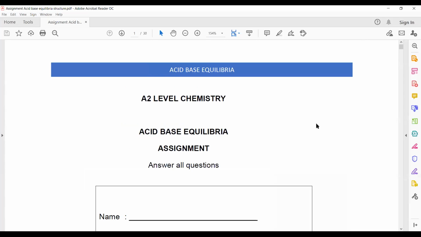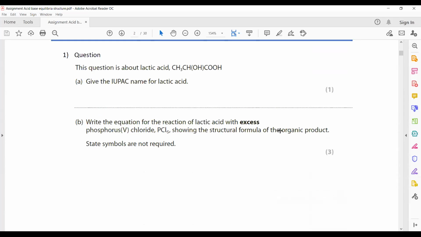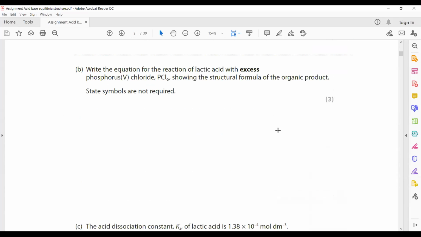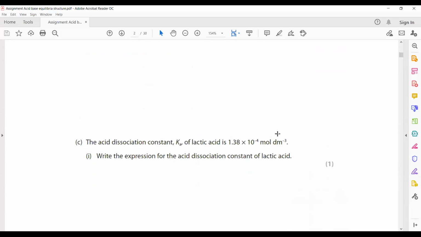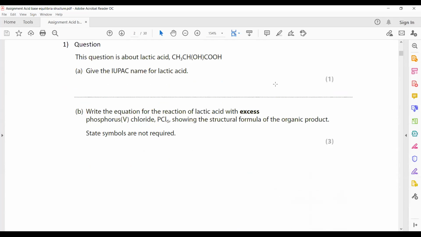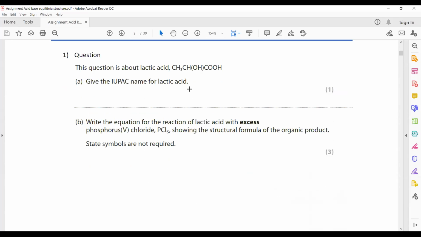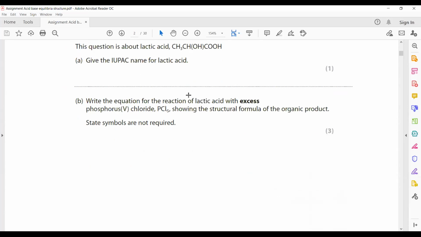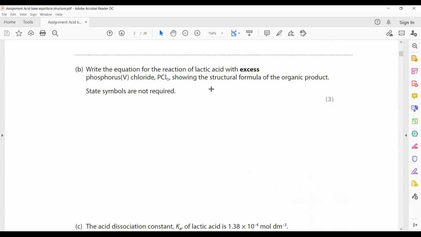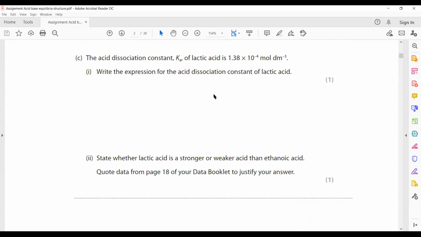Now some questions related to acid-base equilibria, to understand this concept of the titration curve, as well as how the questions appear in the exam. The first one is related to organic chemistry, so I will not discuss that part. The second one is also the test for the OH ion. We'll start with part C.